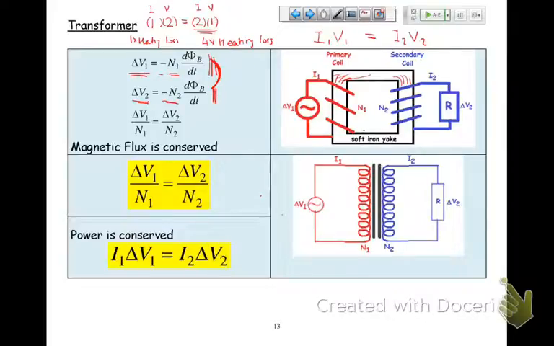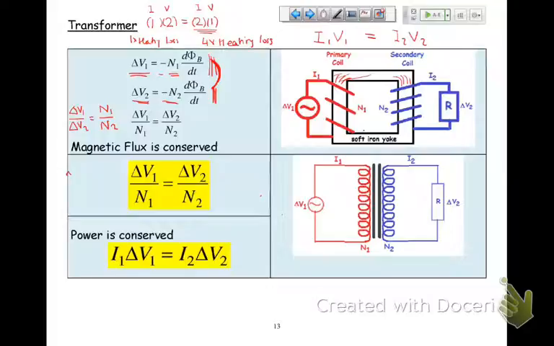I like to remember it, frankly, as the ratio of the voltages is like the ratio of the turns. If you look at that, just rearrange it. If I take my N1 to the other side, it's the same equation. And I just remember it a lot easier as the ratio of the voltages, the ratio of the turns. Okay. Either way.